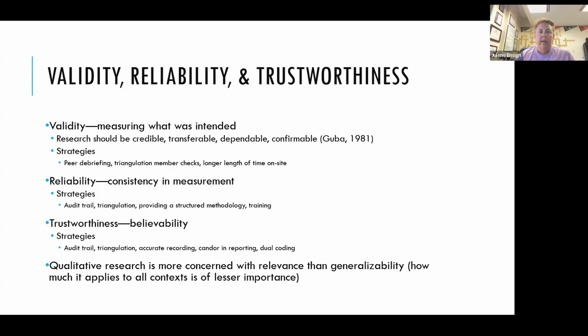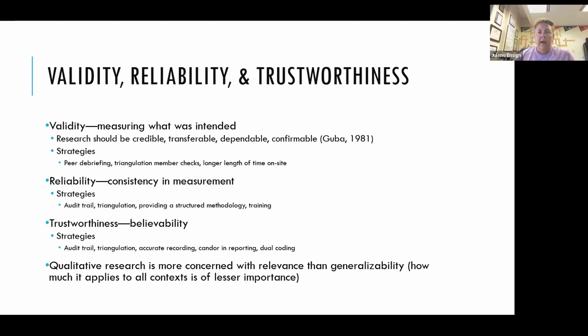Triangulation means that I'm using more than one data source to prove my point. So I might have journal responses, and then I have my observations, along with maybe, let's say, an assessment score that the student took. If they're all showing progress or improvement, then I can definitely point to an increase in whatever the aspect is.